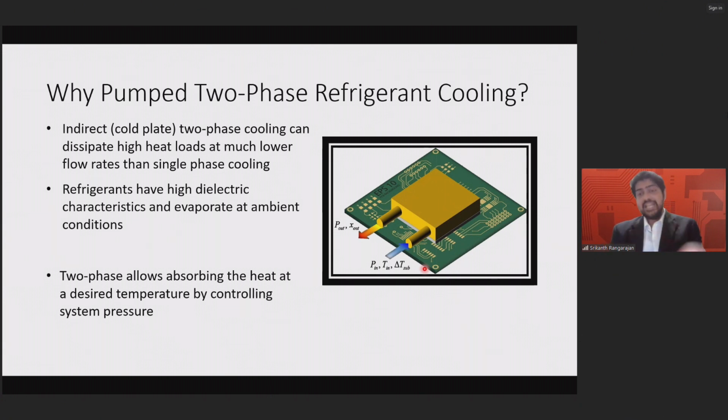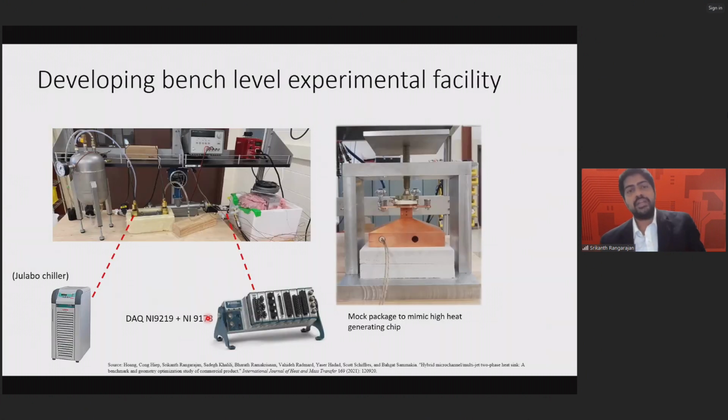And the real attractive thing about two-phase cooling is that it allows absorbing heat at a desired temperature by controlling the system pressure, because two-phase cooling is really useful when you're considering a big system or a rack level system. And we have developed our own bench level facility to have this flow boiling experiment happen. And we also have a mock heater that can generate up to a kilowatt of heat, and we have the cold plate sitting on top of it.